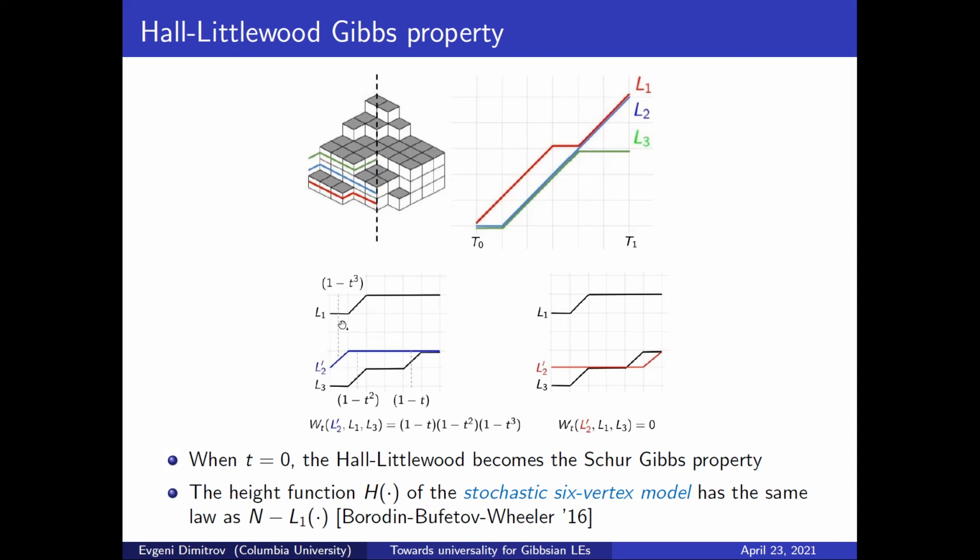Every time two of these lines come close to each other, so here the distance goes down from 3 to 2, that produces a factor of 1 minus t to the distance, which is 1 minus t cubed. Here the distance between the second and the third went down from 2 to 1, and that produces this factor, 1 minus t squared. And here it went down from 1 to 0, so that produces this factor of 1 minus t. If t is equal to 0, of course, all of these factors are just ones, and you recover precisely what we used to call the Schur Gibbs property.